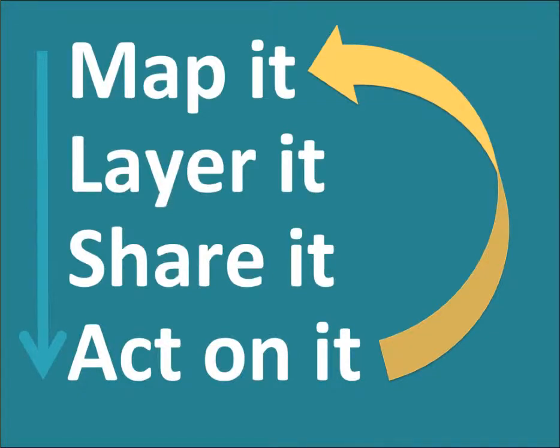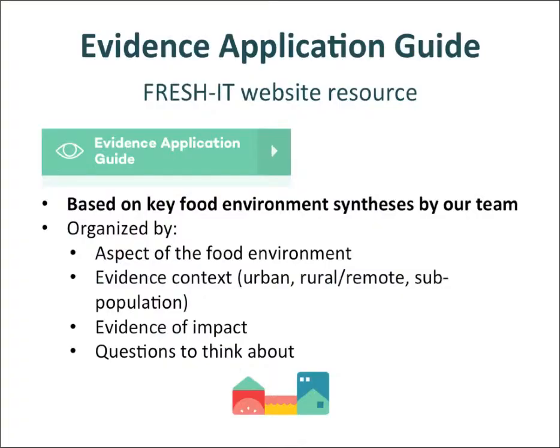So all of this is really reminiscent of the trajectory that was talked about in the Food Environment Assessment Manual, which is, we begin by mapping or measuring it. We begin to layer it, we share it, we act on it, but then we always try to keep in mind this feedback loop of action, so that every step of the way, we're always feeding back and asking ourselves questions again.